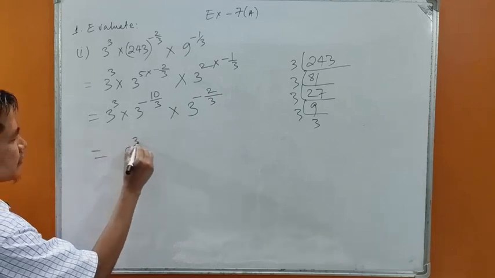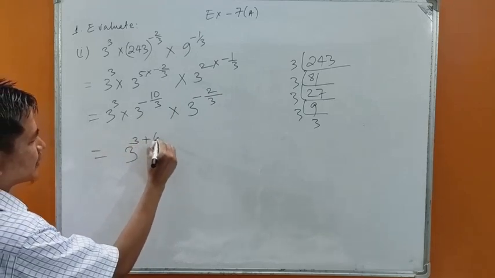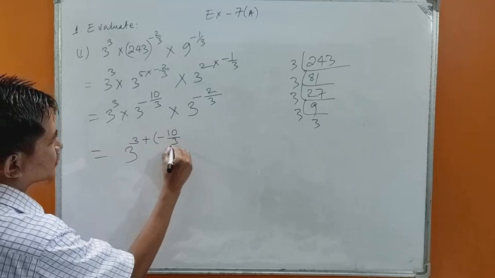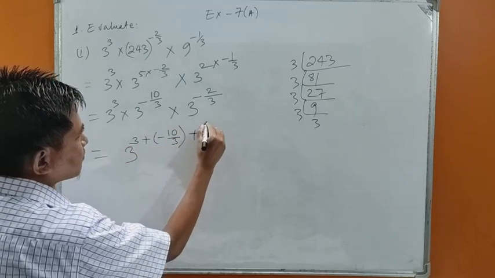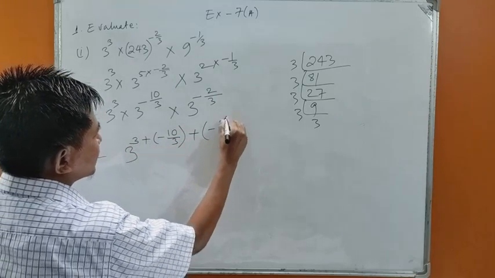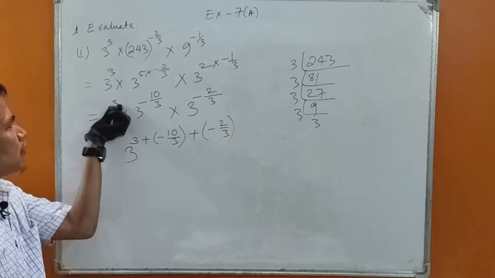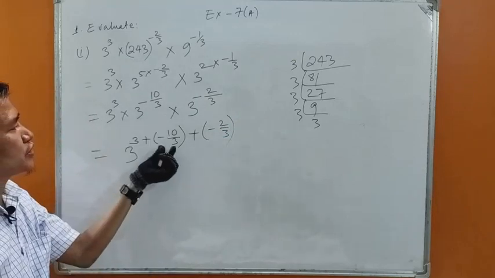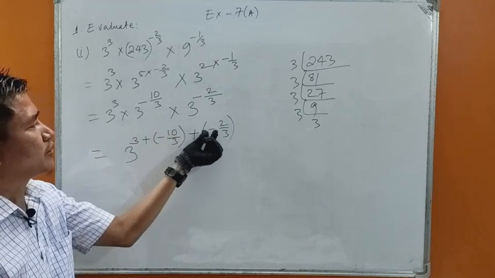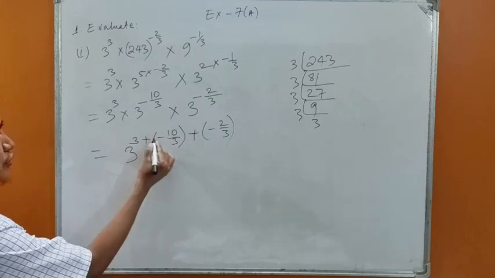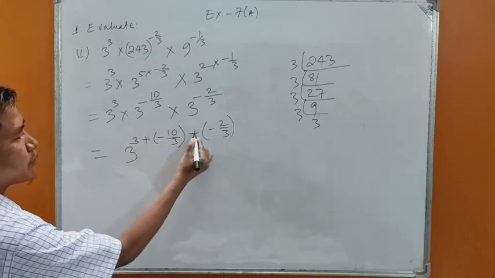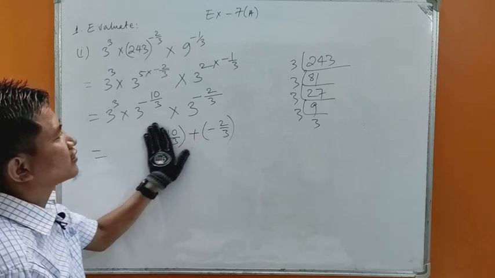3 plus minus 10 upon 3, isn't it? Plus minus 2 upon 3. We write it like this: the power of this number plus the power of this number plus the power of this number, isn't it? So plus into minus becomes minus, and this also plus into minus becomes minus, so no need to write all these things.